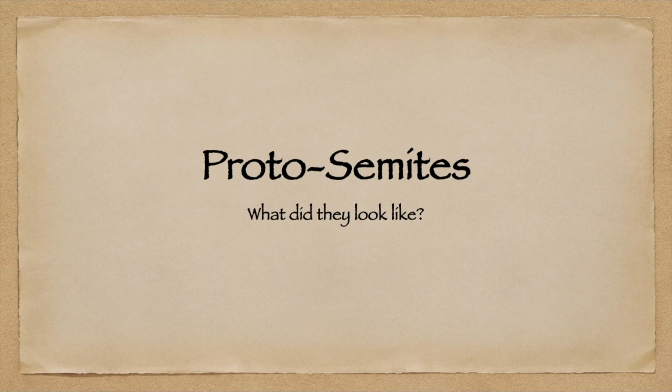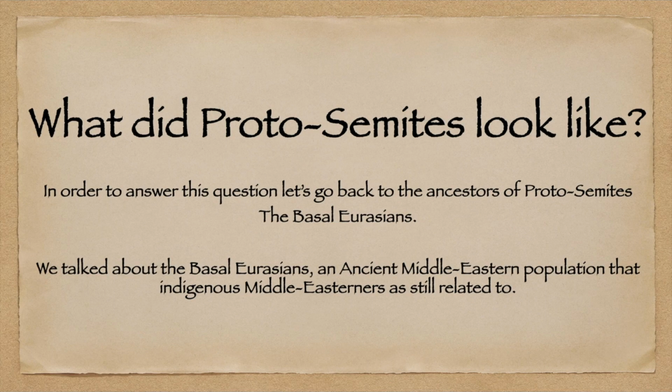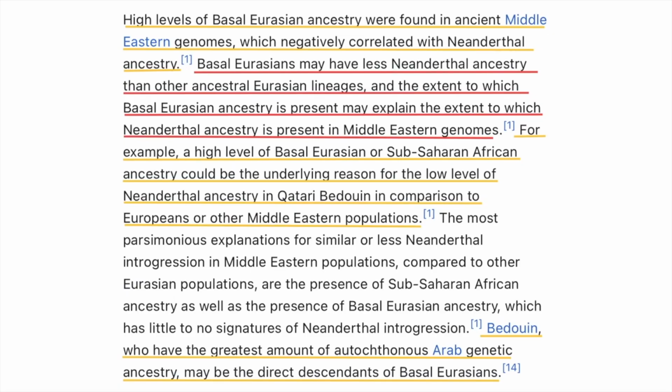Proto-Semites. What did they look like? In order to answer this question, let's go back to the ancestors of Proto-Semites, the Basal Eurasians. We talked about the Basal Eurasians, an ancient Middle Eastern population that indigenous Middle Easterners are still related to. High levels of basal Eurasian ancestry were found in ancient Middle Eastern genomes, which negatively correlated with Neanderthal ancestry.